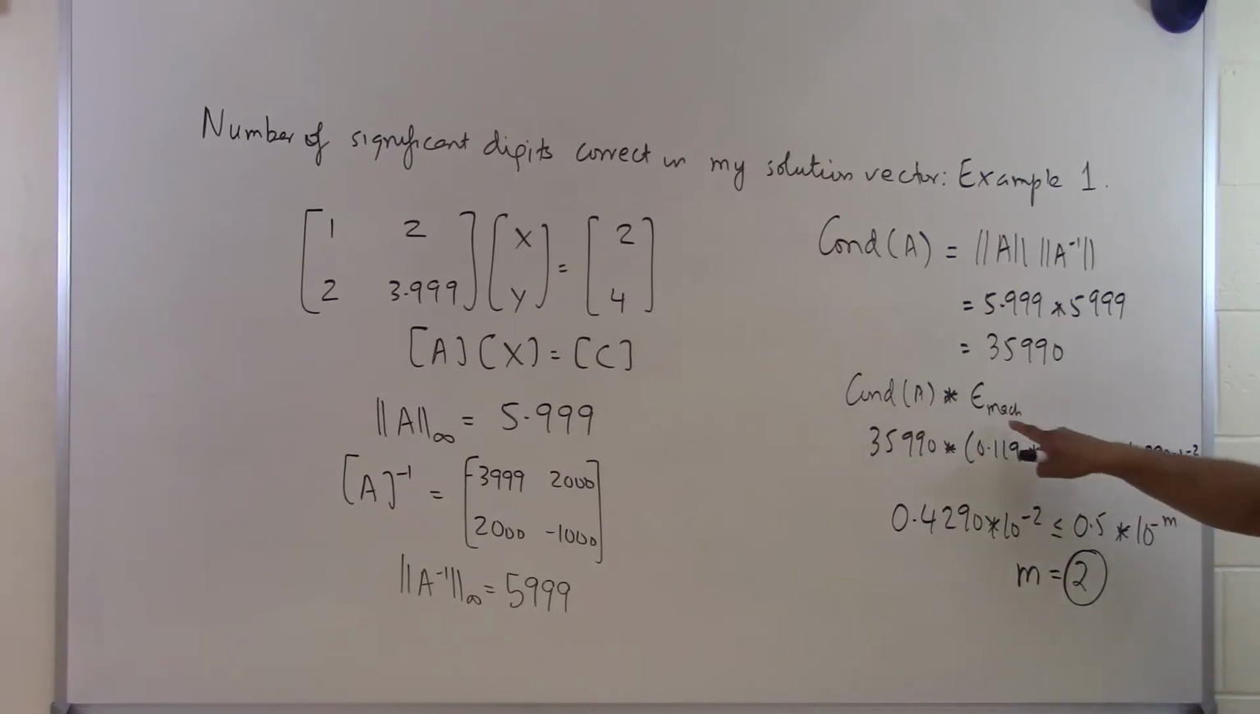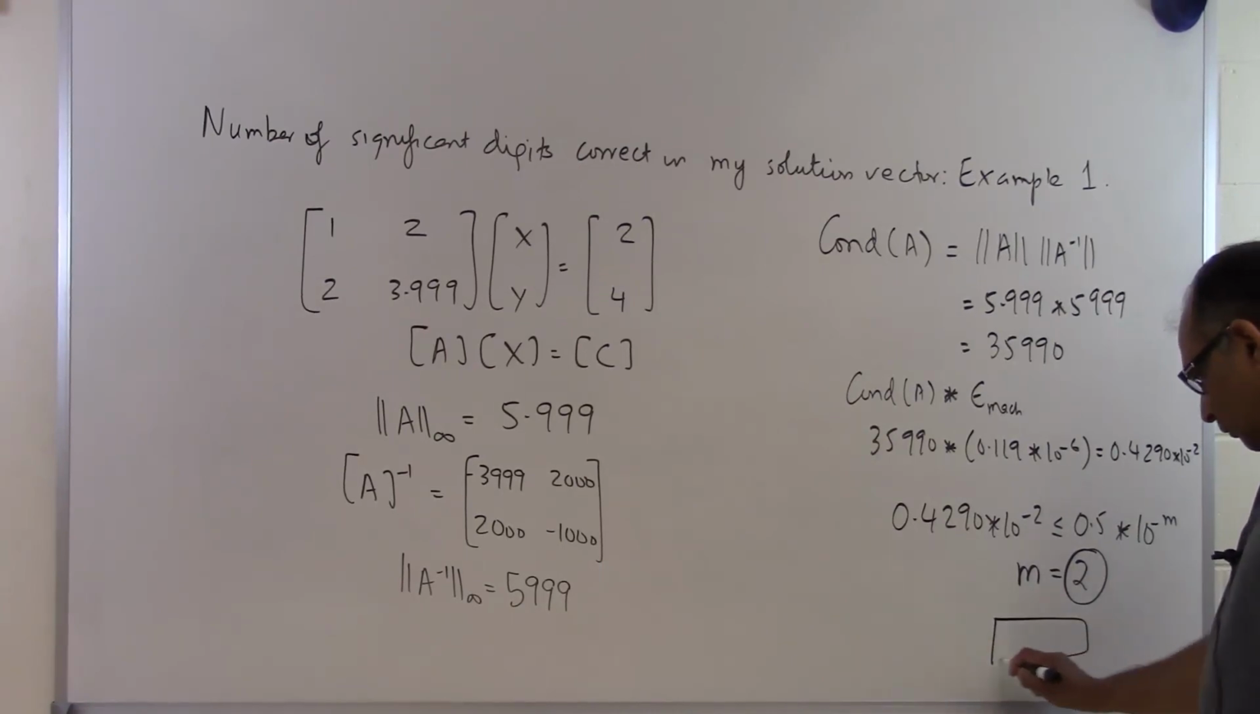So it is a combination of the machine epsilon and the condition number which is going to tell you whether your system of equations is well conditioned or ill conditioned. And that's the end of this segment.